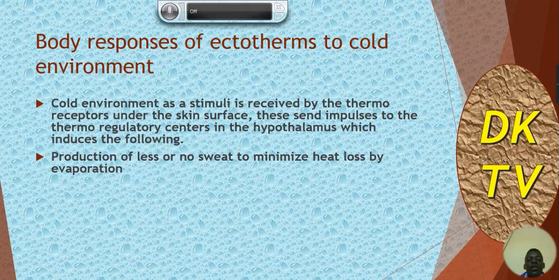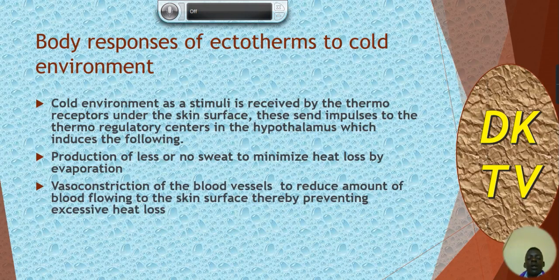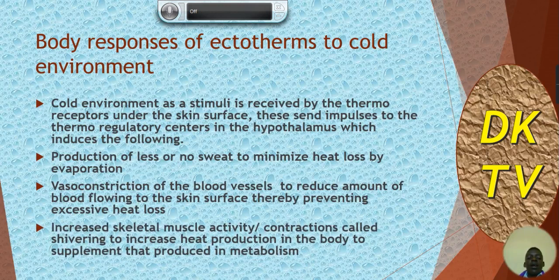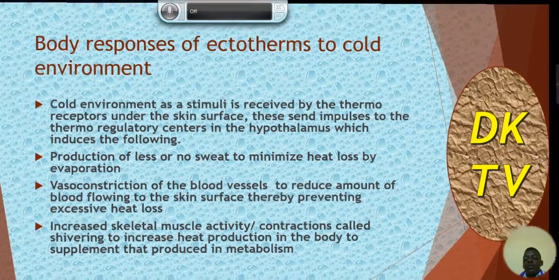It will induce the following: production of less sweat to minimize heat loss by evaporation. These are sympathetic nerve fibers. It will cause vasoconstriction of blood vessels to reduce the amount of blood flowing to the skin surface, thereby preventing excessive heat loss. Those are also sympathetic nerve fibers. Increased skeletal muscle activity, such as contraction called shivering, to increase heat production in the body to supplement that produced in metabolism.